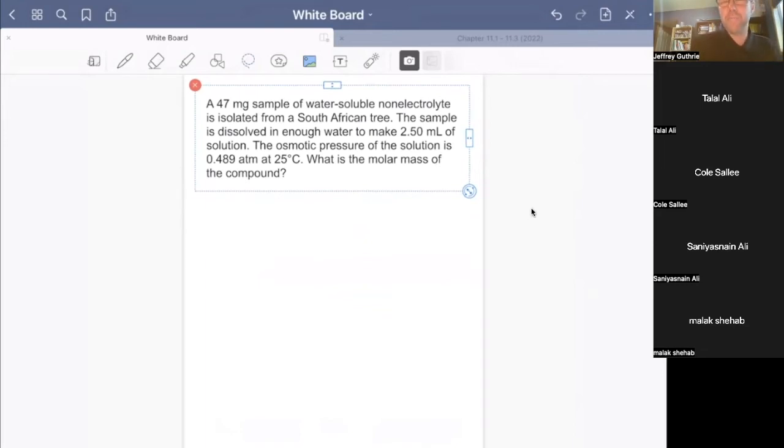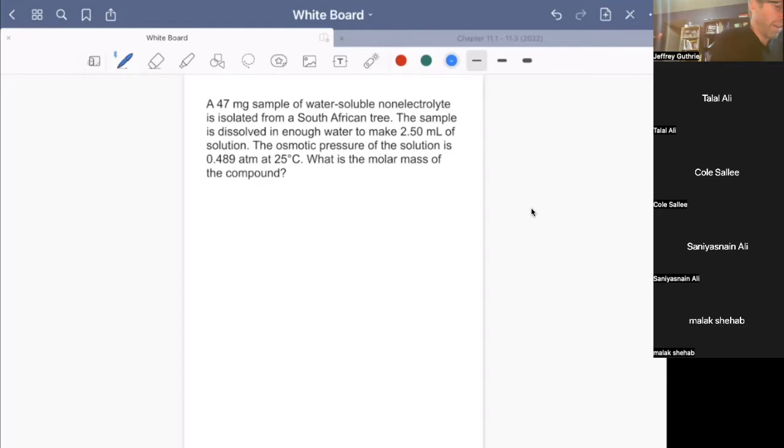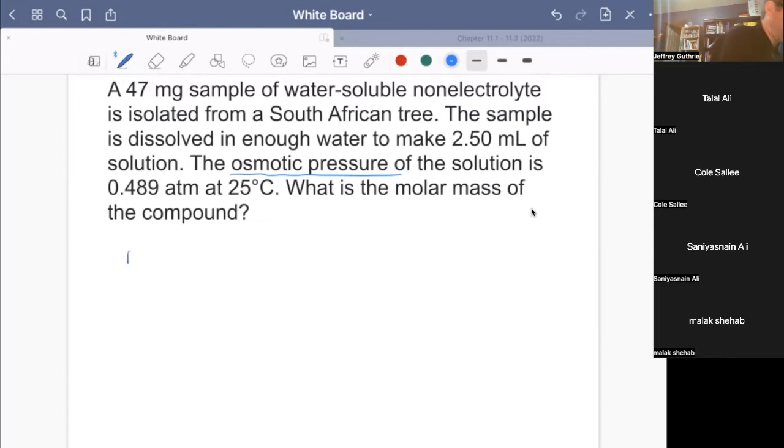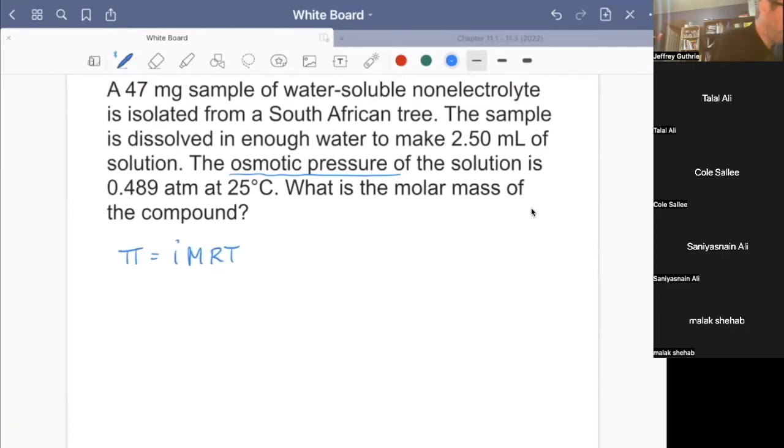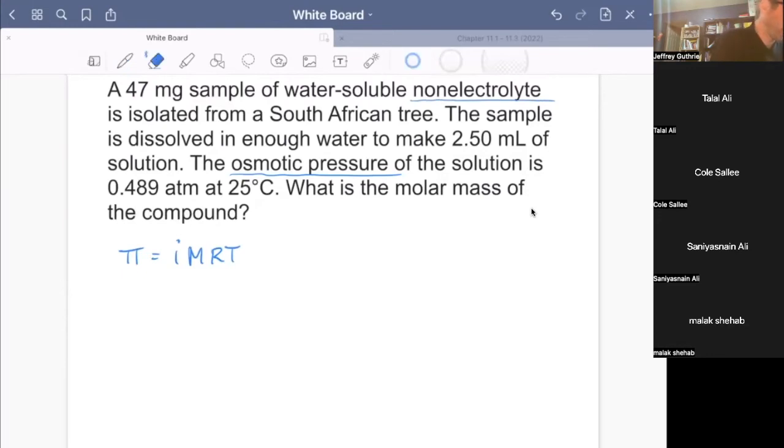Okay, here's the question. I got it on my whiteboard here. We have osmotic pressure in the question, so we know we're going to have to use this equation, pi equals iMRT. Who could tell me what i is going to be in this case? Is there a clue in the question to tell you what i is going to be? Yes, there is. Since it's not an electrolyte, it's not going to dissolve into ions, so it should be just 1. Correct. You can either put it as 1 or remove it because it doesn't really matter, so I'll just get rid of it.